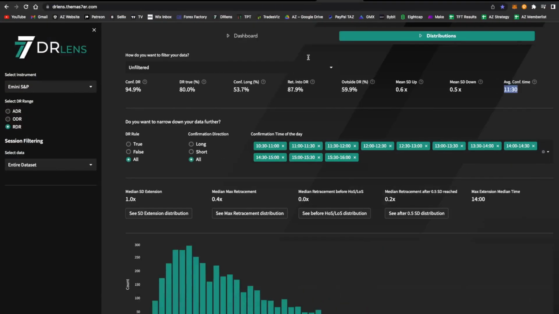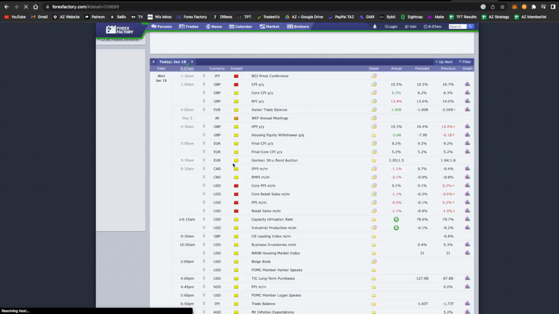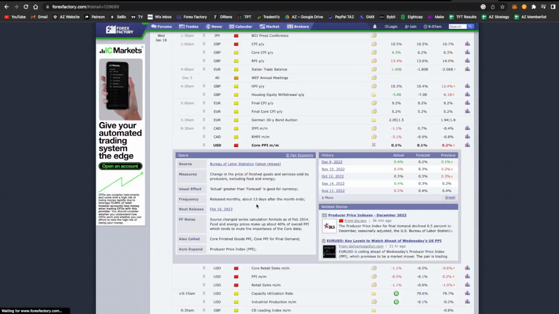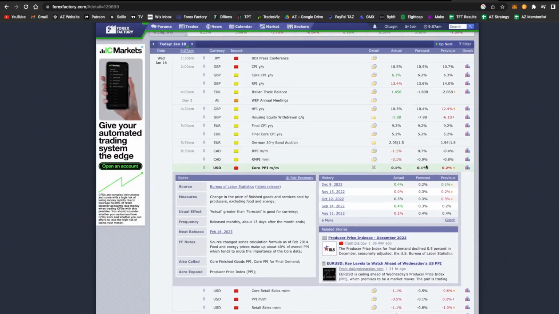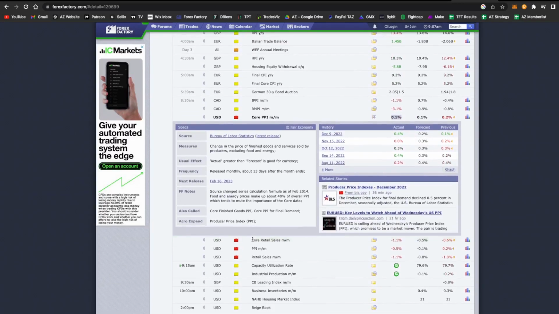Let's go over to Forex Factory quickly and have a look at how the news release came out. So we have the core PPI. The forecast was set at 0.1%. Previous month we had 0.2%, so it was exactly as forecasted. So that's something good.